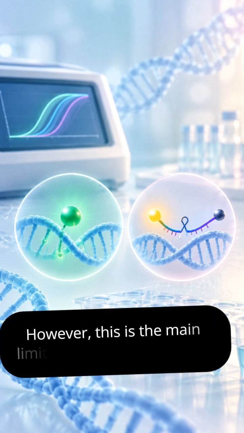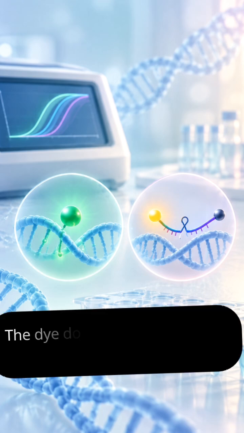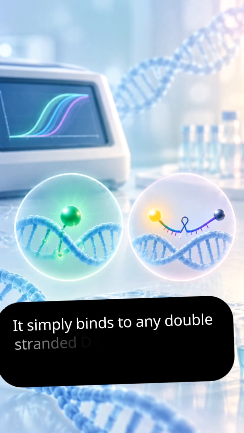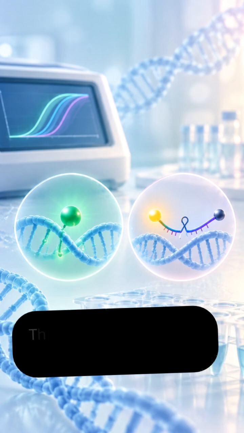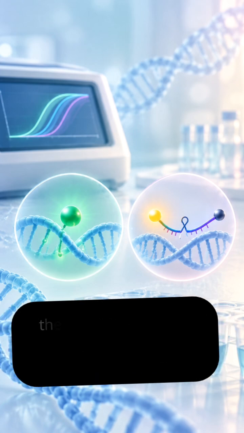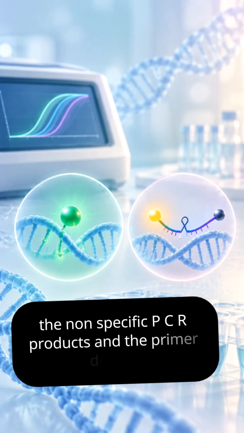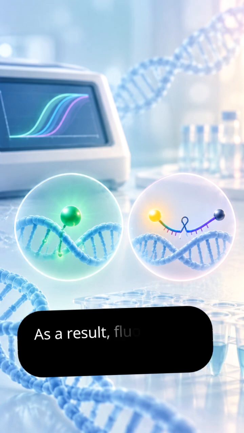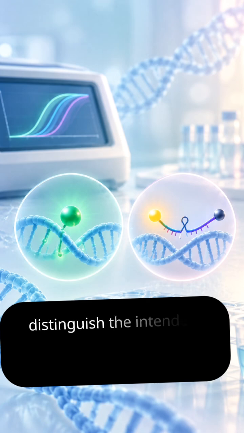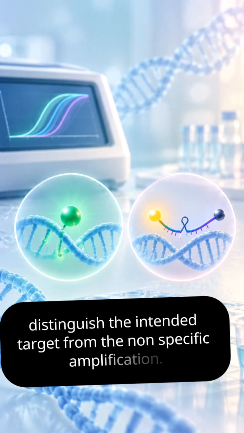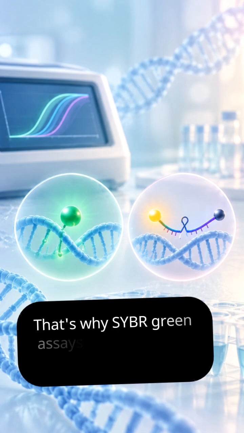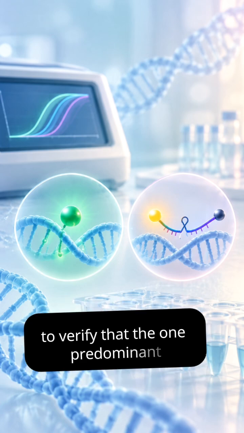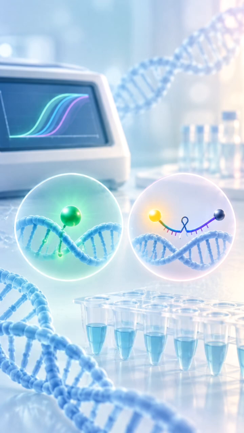However, this is the main limitation of the SYBR Green. The dye does not recognize the target sequence alone. It simply binds to any double-stranded DNA present in the reaction. This includes the correct target amplicon, the non-specific PCR products, and the primer dimers. All of these contribute to the same fluorescent signal. As a result, fluorescence alone cannot distinguish the intended target from the non-specific amplification. That's why SYBR Green assays usually include melting curve analysis to verify that one predominant product has been amplified.